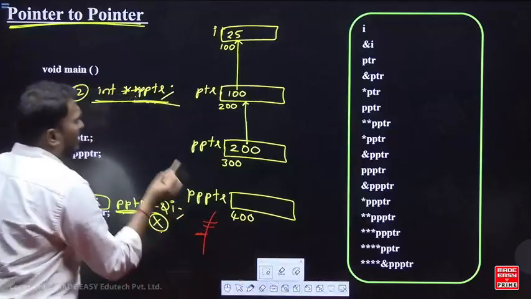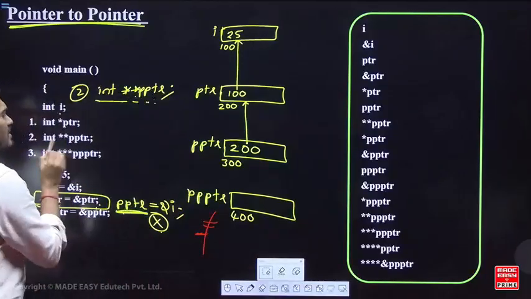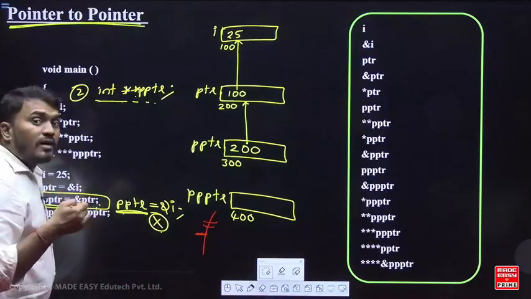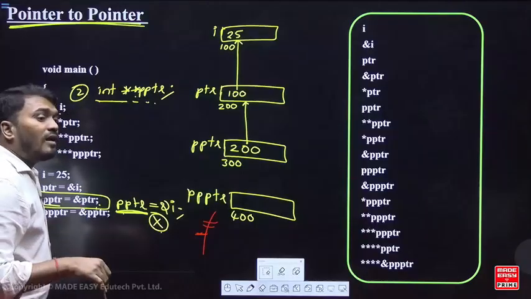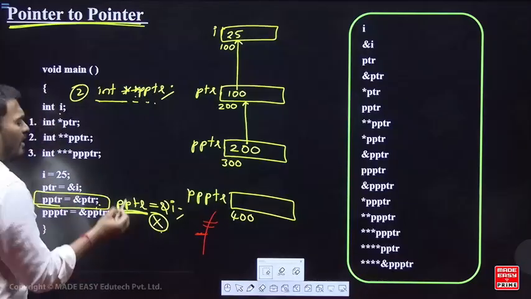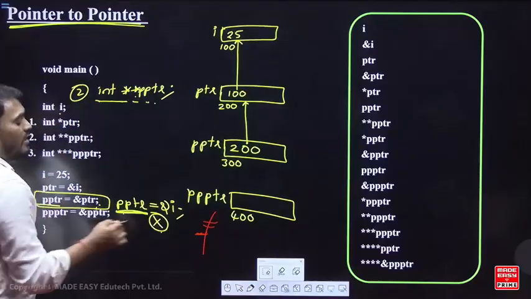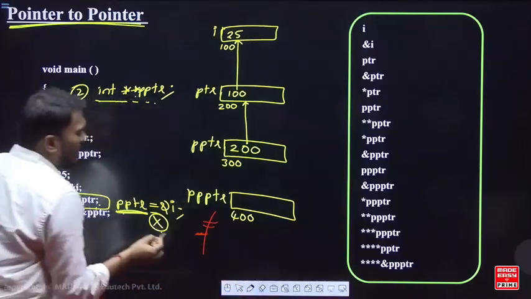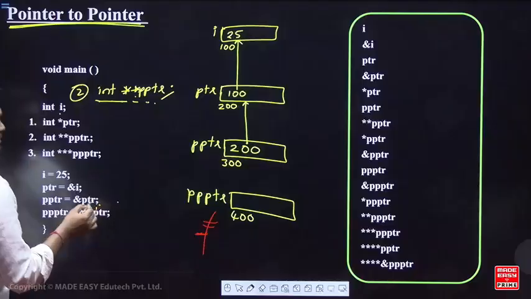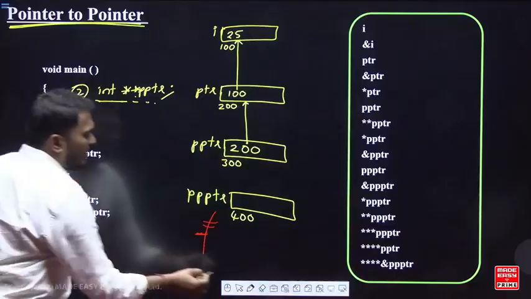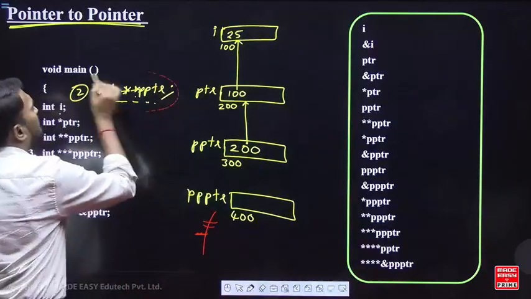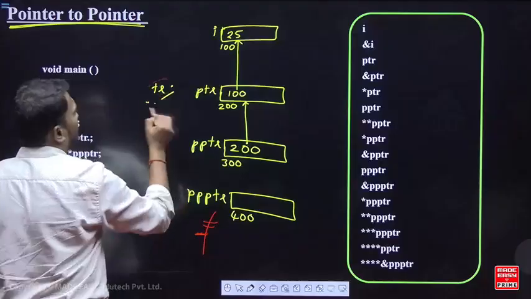Simple terms, I am repeating again. PPTR is saying it is a double pointer. You need to store an address, fine. Address of what? Which is already a pointer. If I store the address of I, it is not a pointer. I is just an integer variable. So this is not allowed. Is this clear for everyone? Right. So next, now coming to number 3.